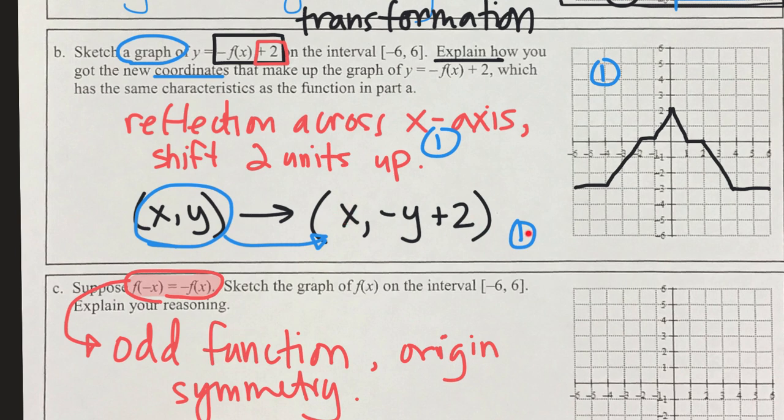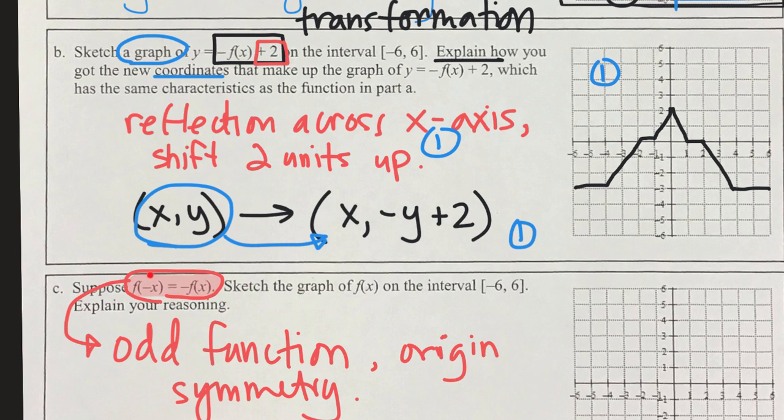Okay, we have this rule that's one point. The graph is 1 point, and your transformation explanation is 1 point. Whenever we're doing a numerical explanation, explaining how the new coordinates got made up, you have to have this rule in there for the coordinates.